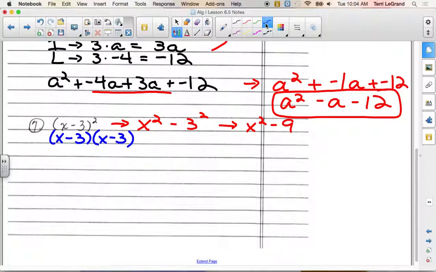So we're going to have x plus a -3 times x plus a -3, and now we're ready to set up our FOIL. Okay, so go ahead and FOIL this out and see what you get when you FOIL it out.